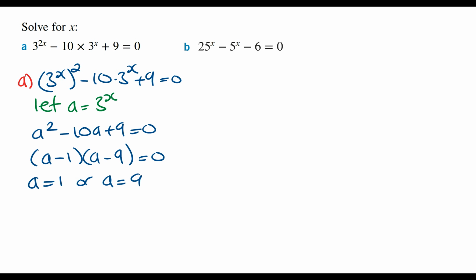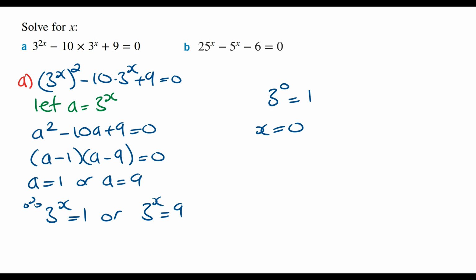Now we need to substitute back to solve for x. And so if a is equal to 1, then this means that 3 to the x has to equal 1, or if a is equal to 9, then 3 to the x has to equal 9. Any number raised to the power of 0 is going to equal 1, and so 3 raised to the power of 0 is going to equal 1, which means that x must equal 0. Or we've got 3 to the x is equal to 9, which we can write as 3 squared. And now equating the powers, x is equal to 2. And so for part A, we've got x is equal to 0 or x is equal to 2.